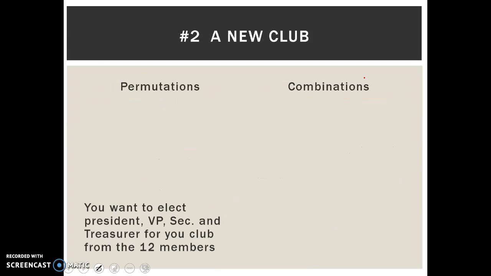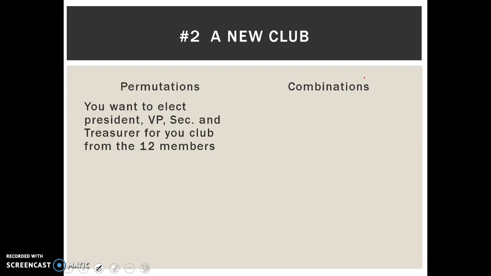So let's take a look at another situation. Here is another situation of a permutation. You want to elect a president, a vice president, a secretary, and a treasurer for your club of 12 members. Well, we can go 12 times 11 times 10 times 9. We have 12 people to pick from for president, then 11 for vice president, 10 for, let's say, secretary, and 9 for treasurer. That could be 12 factorial over 8 factorial, because the 8 factorial is going to wipe out all the rest of them from the numerator.